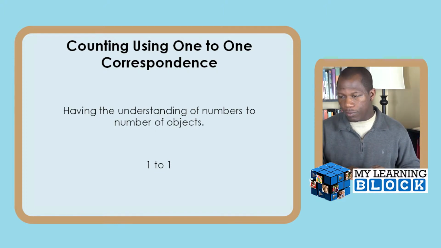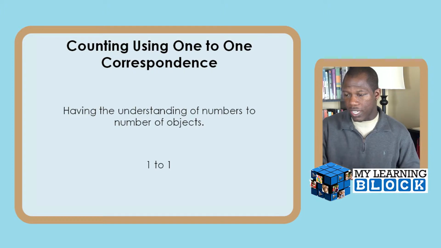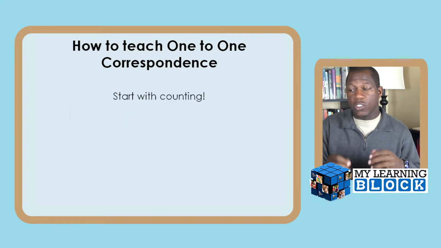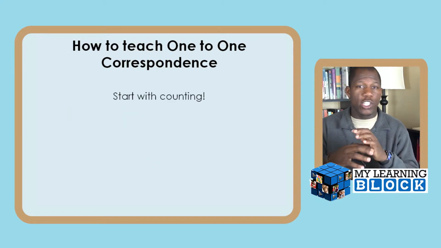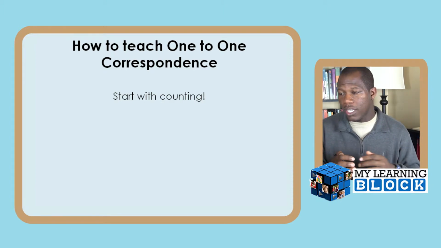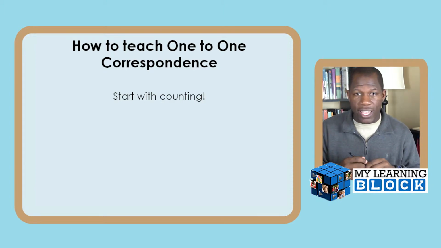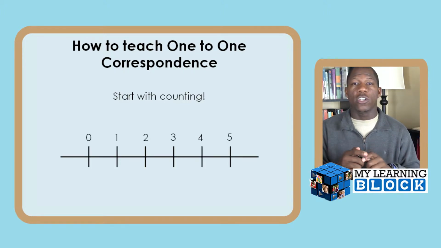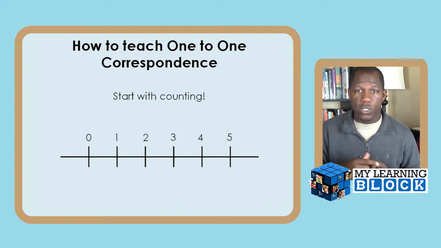All right, so one-to-one correspondence, or counting with it. As we said earlier, it's having that understanding of numbers used to represent objects. It's one-to-one. In order to start this process, you want to first start with counting, and voila, I have a number line. Number lines are great. Please go to the resources and download the number line. It'll help you during this process.